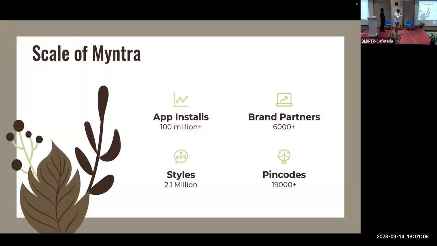I'll go over a bit of scale of Myntra. Why we are here on the stage is because of scale. Myntra deals with a lot of customers, a lot of data. To put it into perspective in numbers, we have over 100 million app installs. We have 2.1 million plus styles that we deal with. We also deal with 6,000 plus brand partners. And we serve all over the country, which covers around 19,000 plus pin codes.